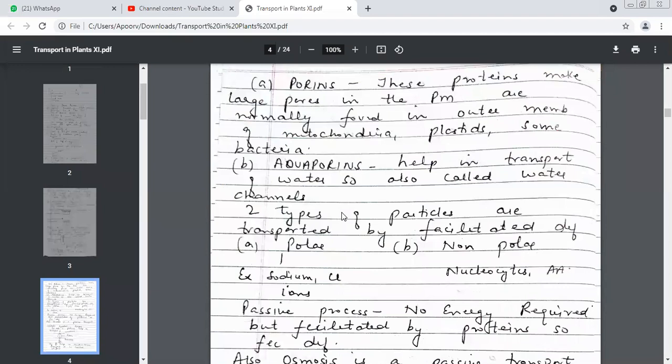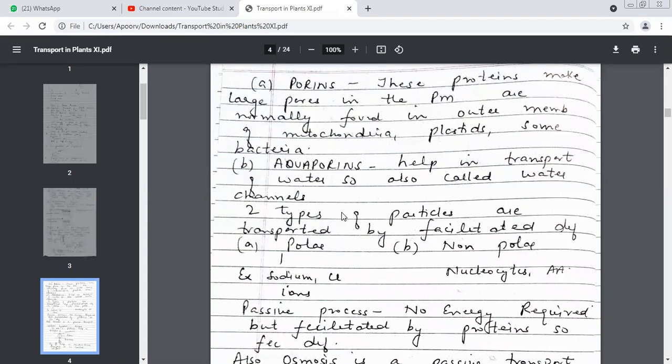Two proteins which help in transport. Name them very quickly. Porins and aquaporins. Okay. Porins, they are called porins because they make pores. You will find porins mainly in the plasma membrane.